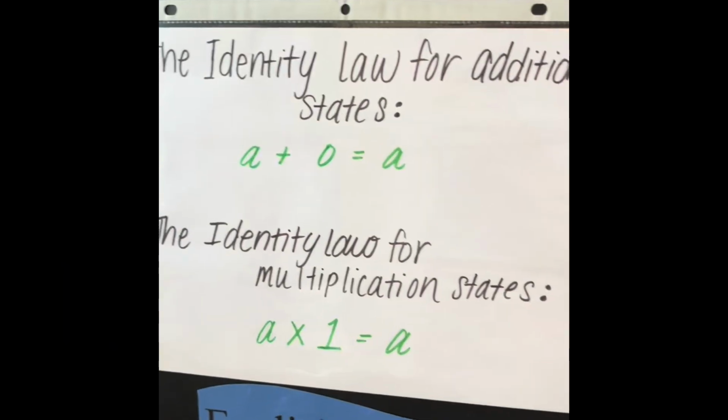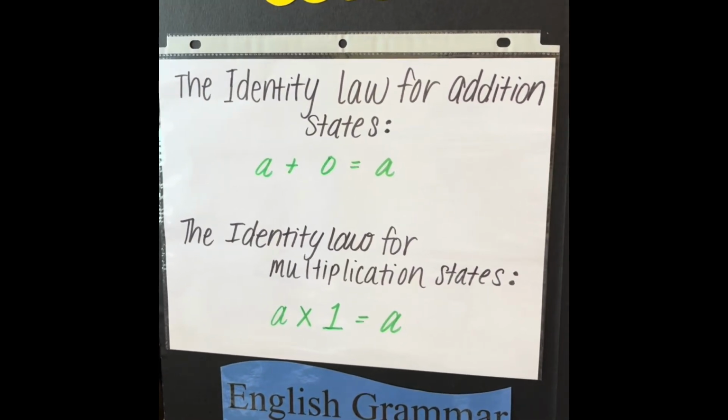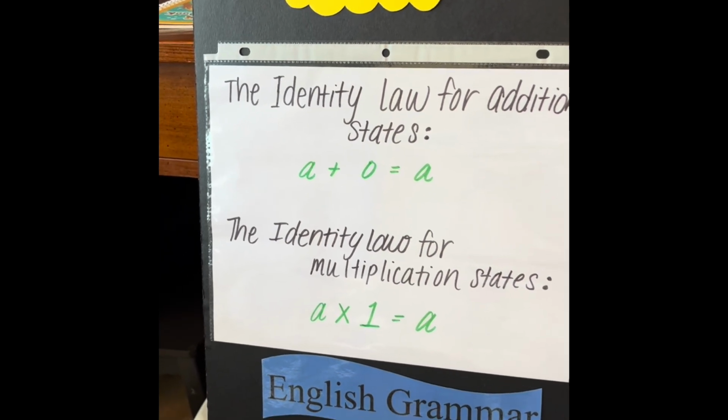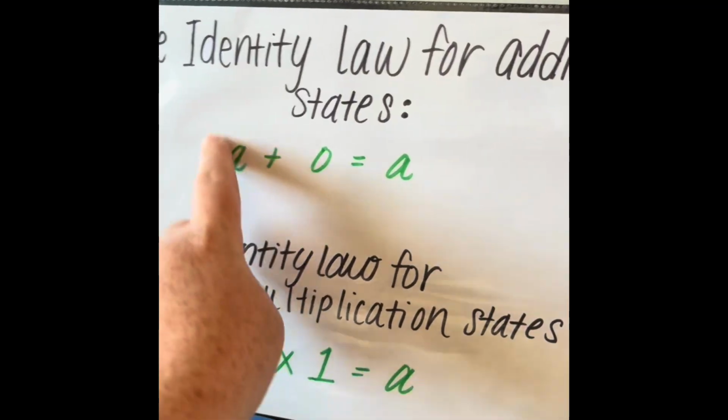Cool. We'll start with math. The identity law for addition states A plus 0 equals A. And you say it. A plus 0 equals A. Identity. So it's identifying how to keep itself, I guess.